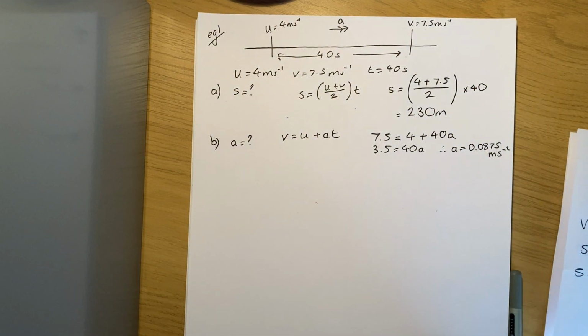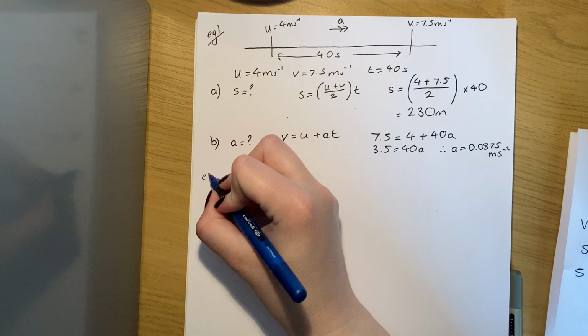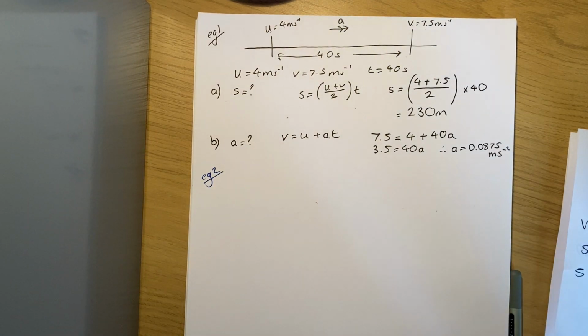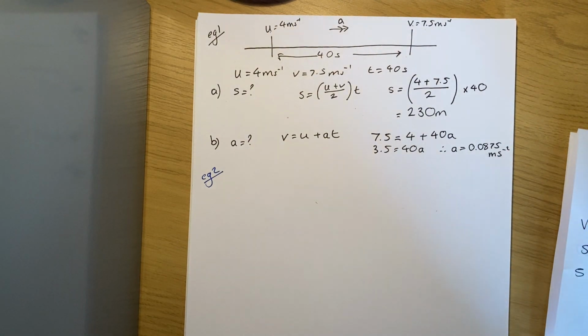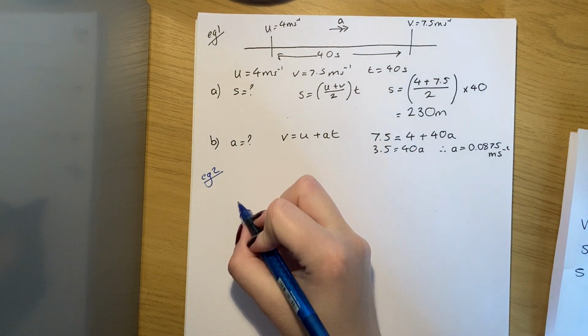So example number 2, and I'll use different colours just to make it clearer when I'm going between my examples. Example number 2, a particle is moving along a straight line from A to B.